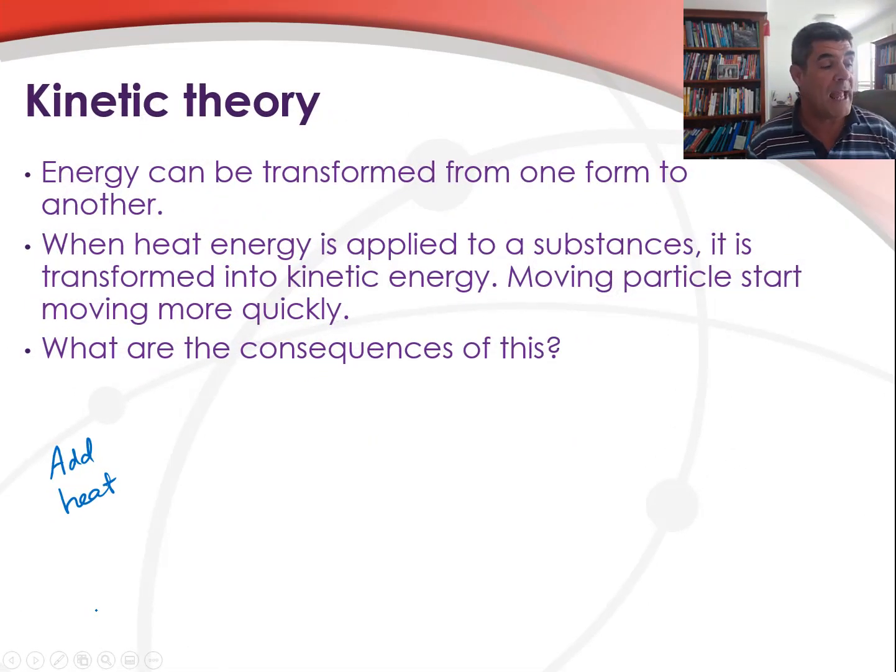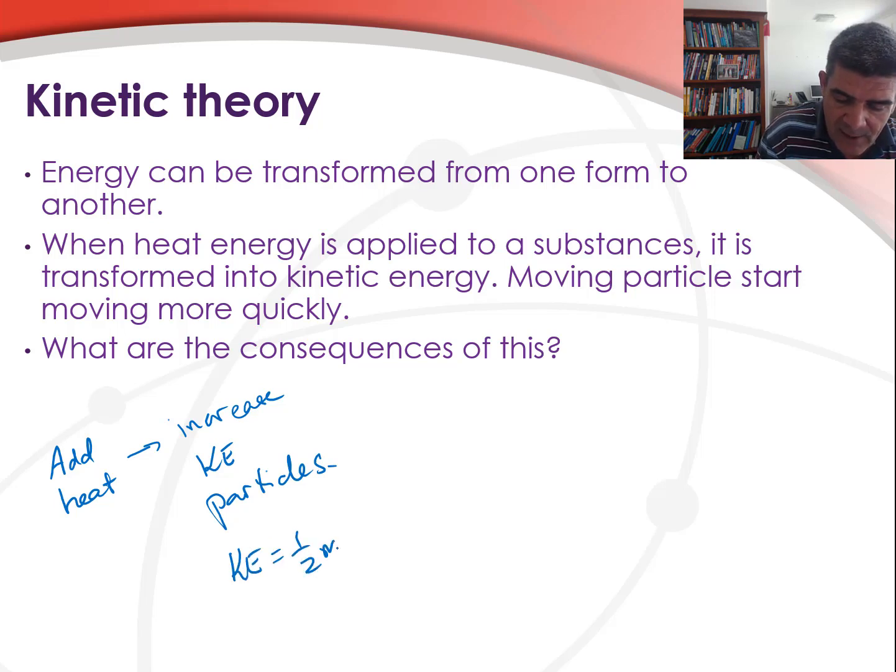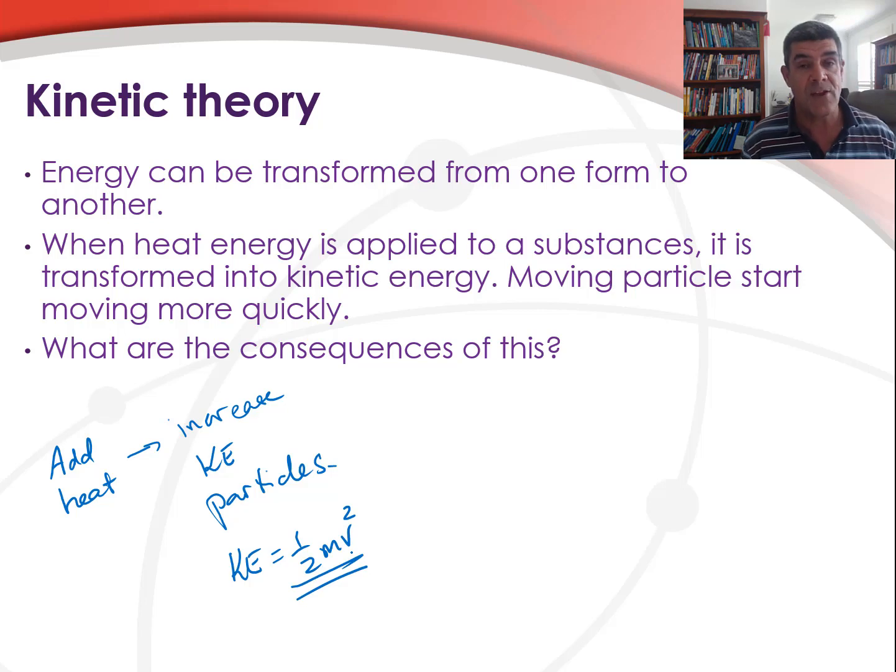What we do when we add heat to any system is we increase the kinetic energy of the particles. This is because kinetic energy is equal to half mv squared. That's a mathematical relationship that basically says any object that is moving has kinetic energy. The faster it's moving, the more kinetic energy it has, and the bigger it is, the more mass it has, the more kinetic energy it has. So basically there's a relationship between mass and velocity and kinetic energy. If you increase the heat in a substance, what you're going to do is move the particles faster.